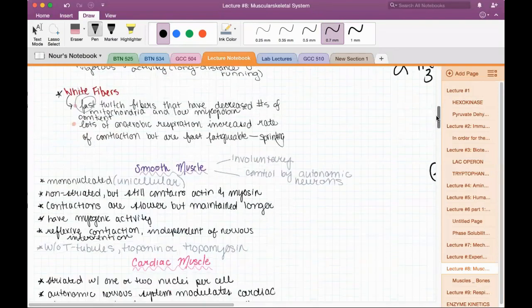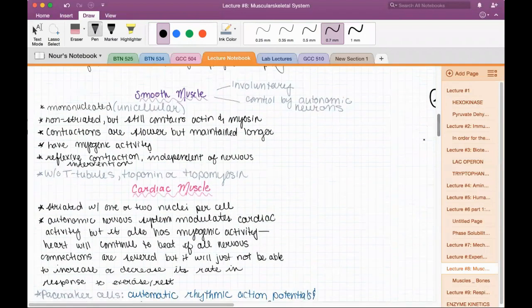What else is there? So now I'm going to talk about smooth muscles. Smooth muscles are involuntary. They are controlled by autonomic neurons. They're mononucleated, so they have only one nucleus when you analyze them in a histology slide.